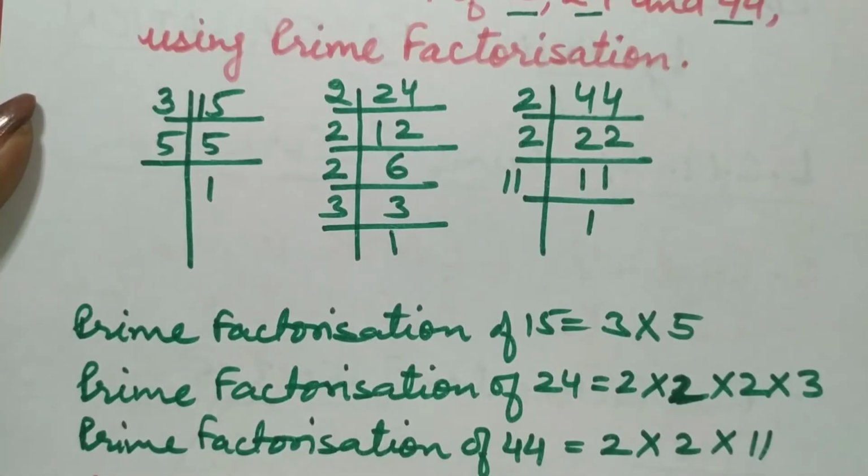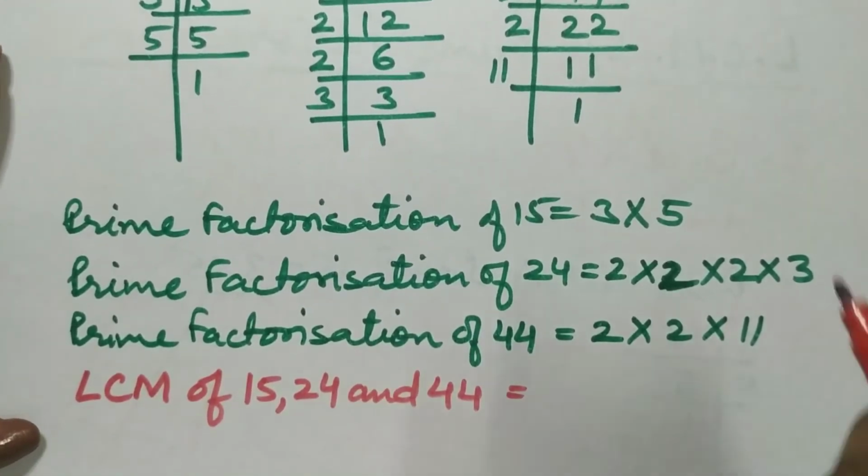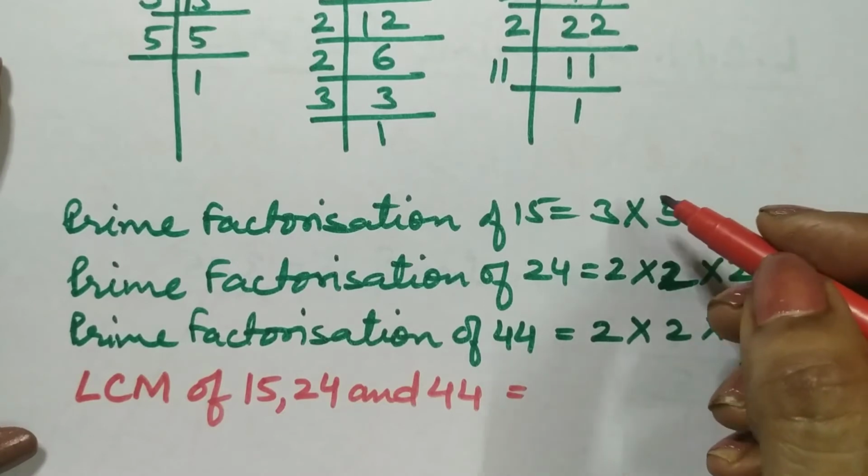Now the second step, we have to find the LCM of 15, 24 and 44. Now we have to make the groups of common factors.